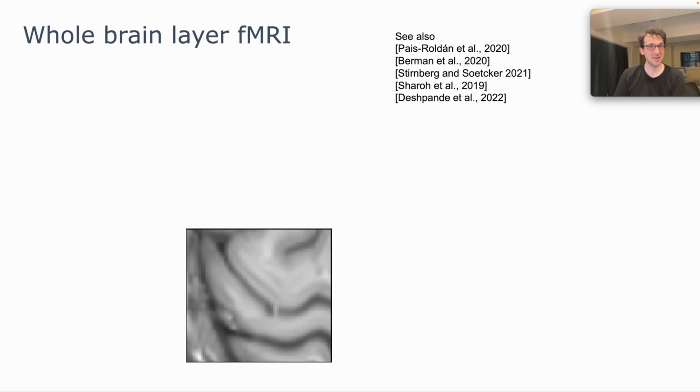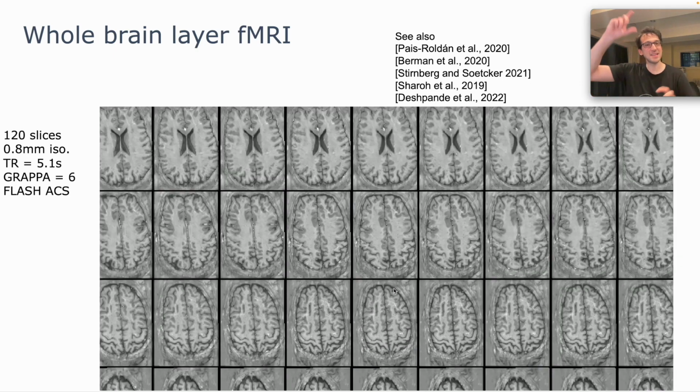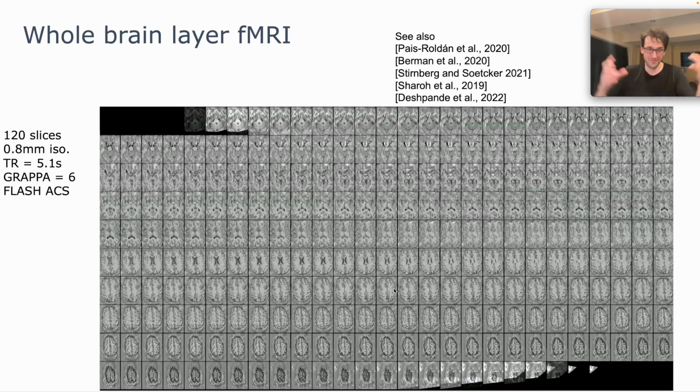So there has been a lot of development in the last years to make this not only a single brain area, but basically an entire slab, and then stacking slabs further and further on top of each other to end up with something like whole brain. But this comes at a cost to the other parameters. For example, at 0.8 with whole brain, it takes at least 5 seconds to acquire it. But then you might be able to get okay-ish data.